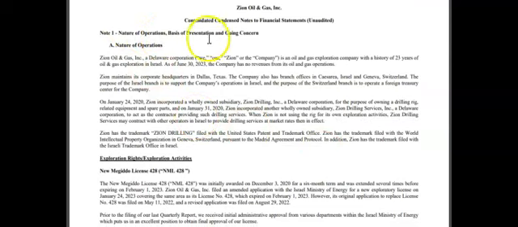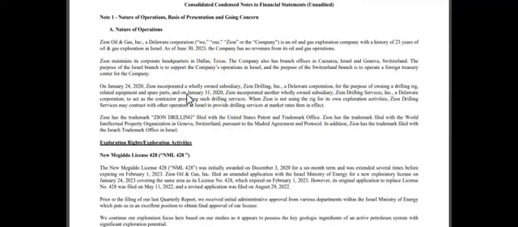Okay, so we're going to come down here and read on it. It says the nature of operations, basis of presentation, and going concern. Nature of operations: Zion Oil and Gas is an oil and gas exploration company with a history of 23 years of oil and gas exploration. As of June 30th, 2023, the company has no revenues from its oil and gas operations. Zion maintains its corporate headquarters in Dallas, Texas, and so on.